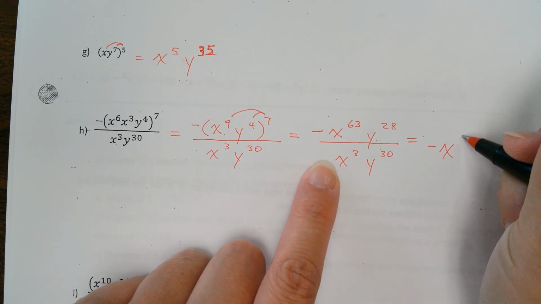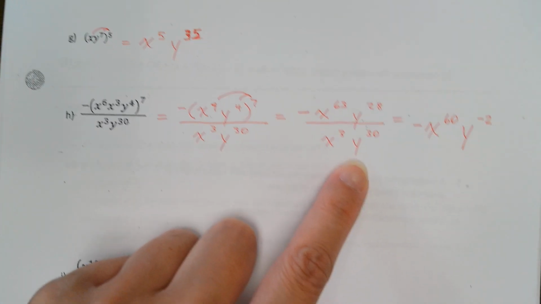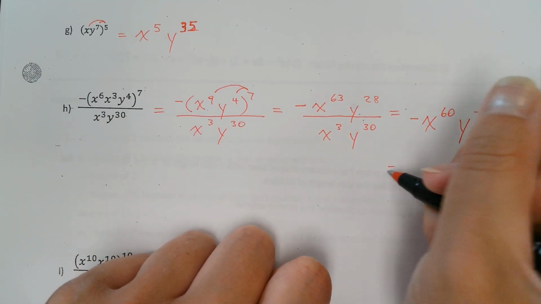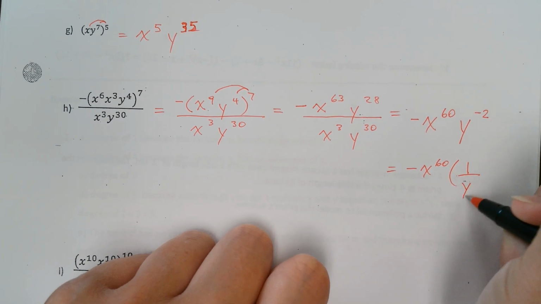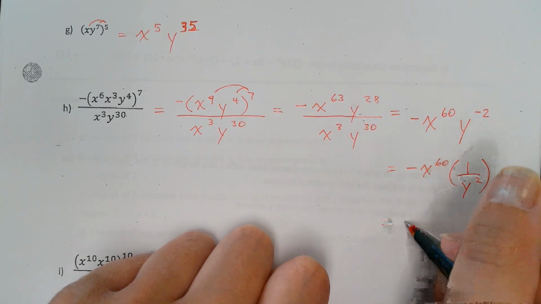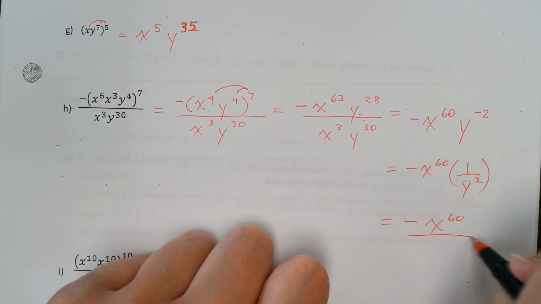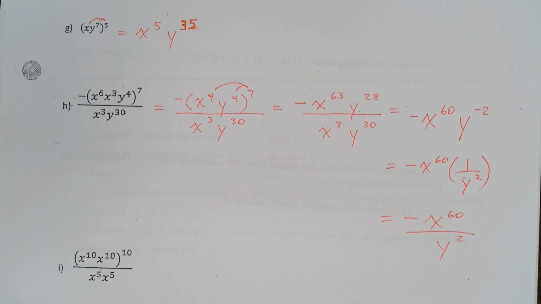So negative, and then x to the 60, and y to the negative 2. Okay, I don't like that negative exponent, so this means it's x to the 60 times 1 over y squared. Right? When I multiply it, negative x60 over y squared. Okay, right, Anjali? Did you get H correct? Okay.